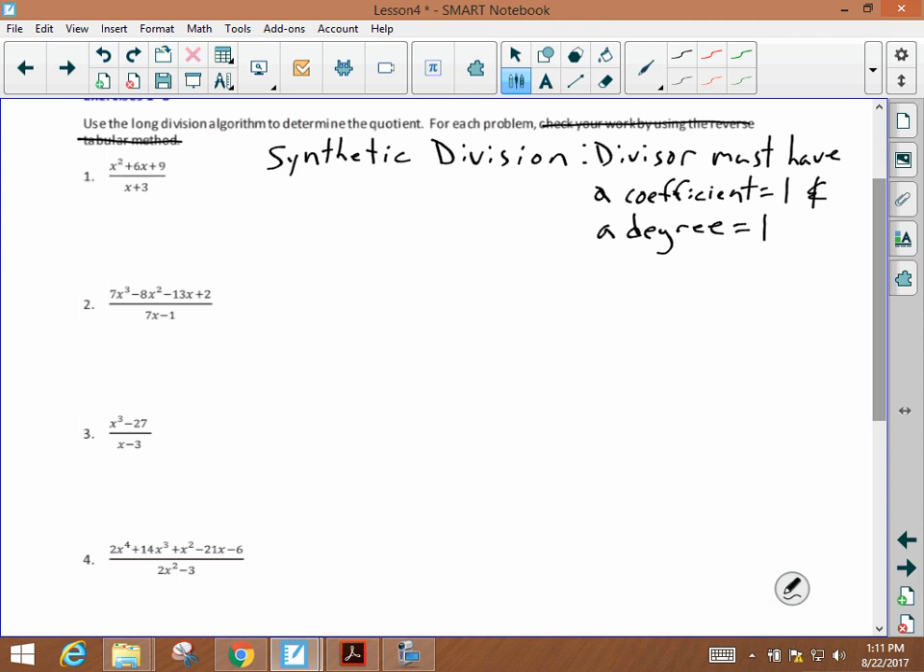So, for instance, we can't use synthetic division on number 2 because the coefficient is 7. It's got a coefficient. Can't do it. We can't do synthetic division on number 4 because it's got both things. The denominator or the divisor has a degree of 2 and it has a coefficient of 2. But we can do it on 3. And we can do it on number 1. And we will. So here we go.